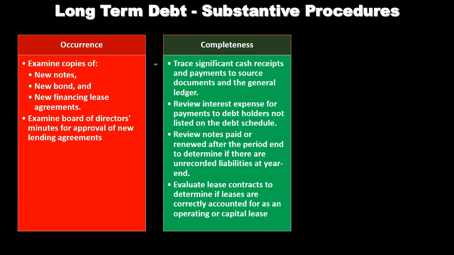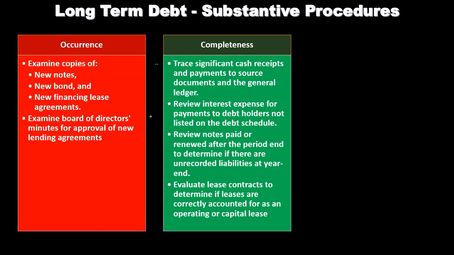If we see standardized types of payments that are being paid going out, then we want to say, okay, that possibly could be a loan payment, and we want to tie those loan payments to the loans that they're being paid off to, again helping us to establish that the actual loan is indeed on the books. Review interest expense for payments to debt holders not listed on the debt schedules.